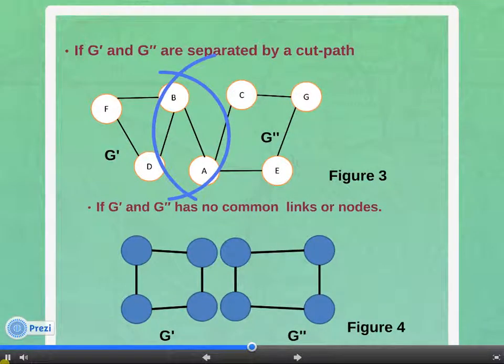If G' and G'' are separated by a cut path, then G is not a two connected graph and the cut path cannot be protected. In figure 3, B and A are the cut path between G' and G''. And at last, if there are no common links or nodes, then G is disconnected.